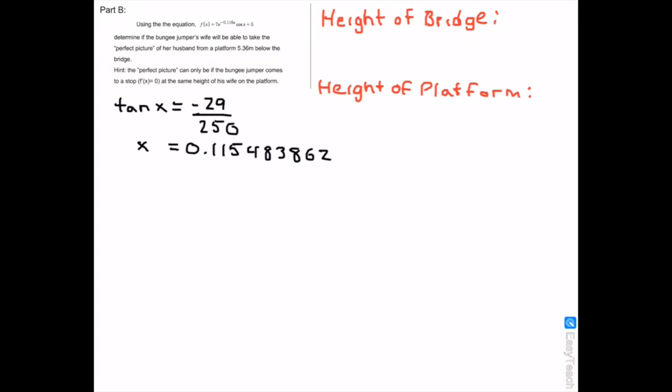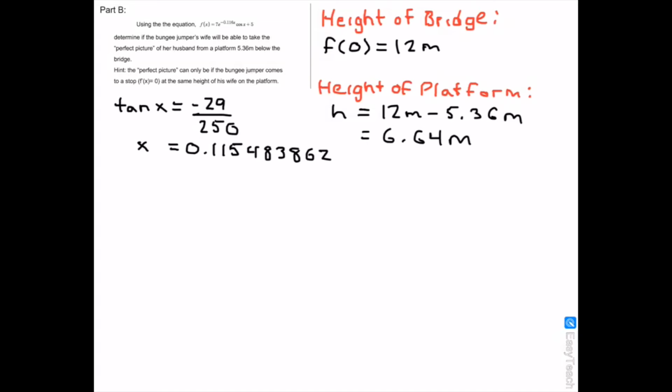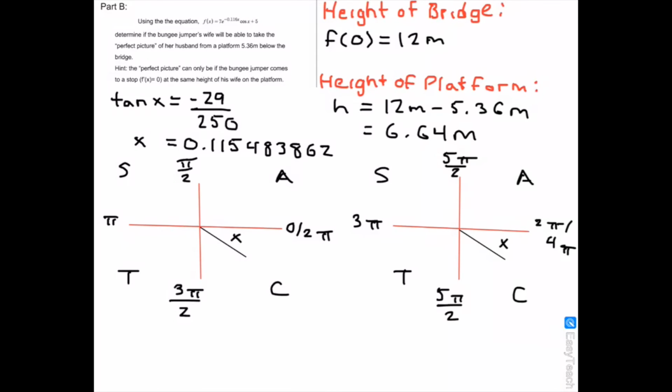As you can see here, I carried over my x value from part A because it will be the same. I then go on to calculate the height of the bridge by making x equal to 0, so I get 12 meters for the height of the bridge. And then to get the height of the platform that the bungee jumper's wife is standing on to take pictures, I do 12 meters, the height of the bridge, subtract 5.36 and get 6.64 as the height of the platform.